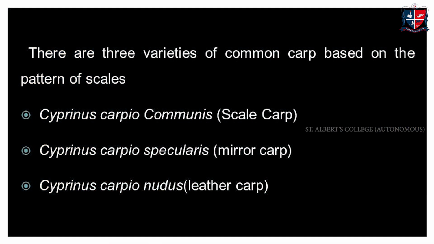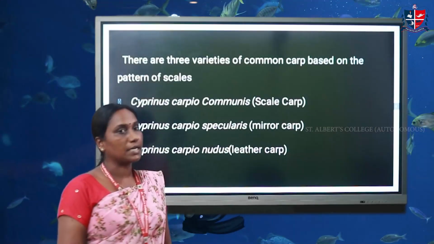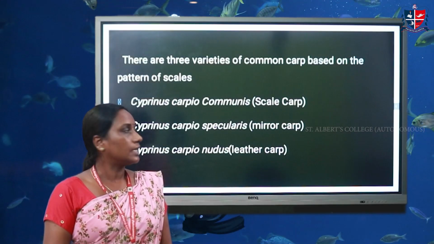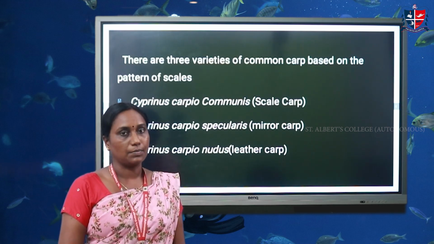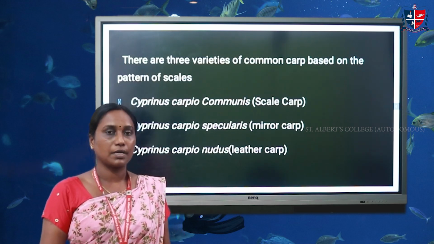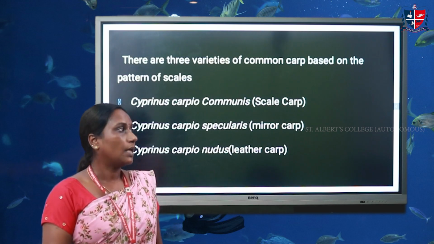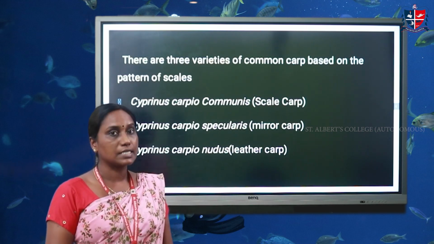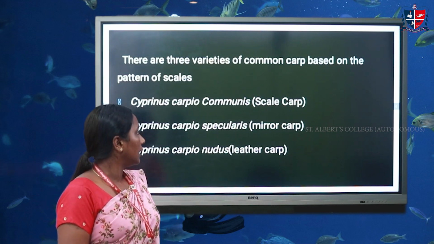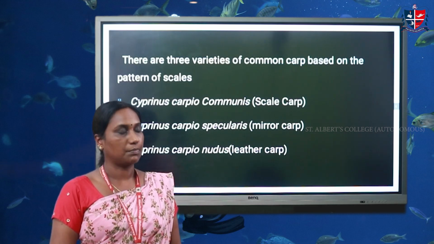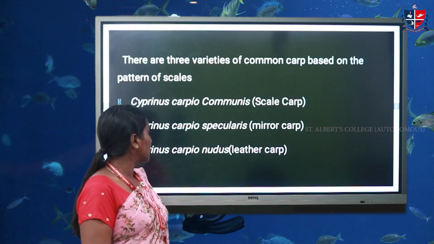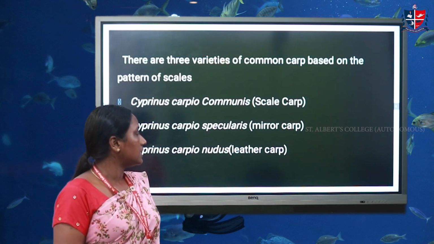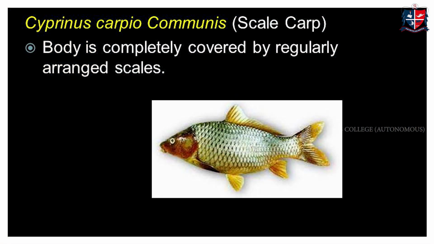There are 3 varieties of common carp species. First one is Cyprinus carpio communis. It is otherwise known as scale carp. It is the common carp cultured all over the world. The next one is Cyprinus carpio specularis. It is otherwise known as mirror carp. Last one is Cyprinus carpio nudus. It is leather carp.